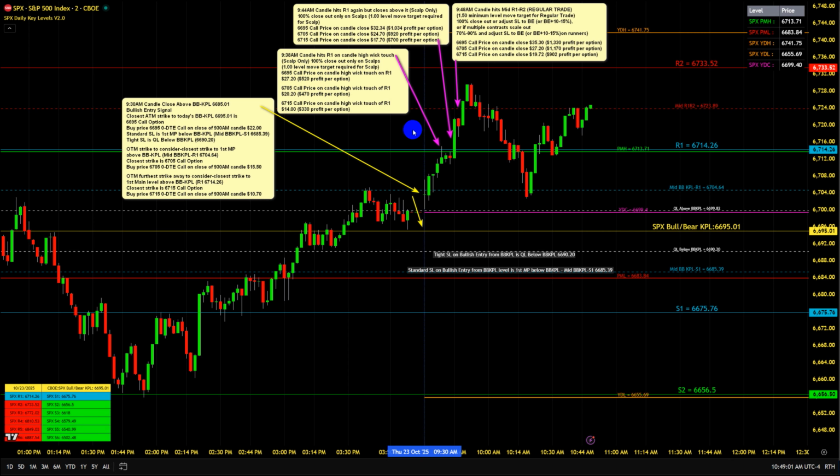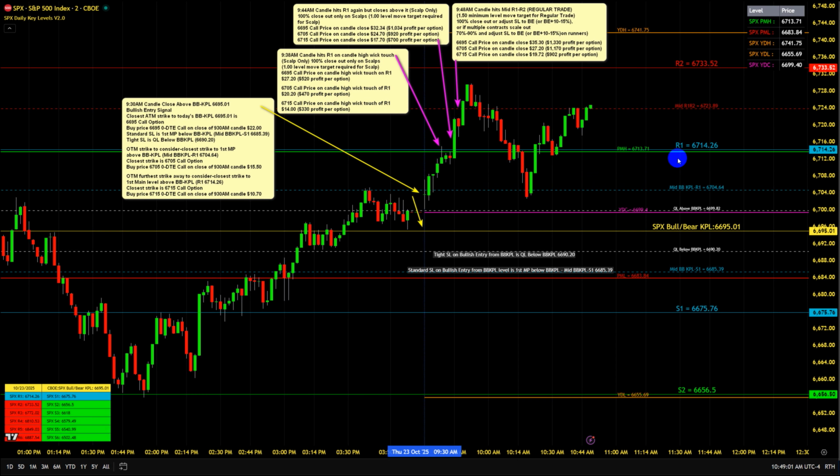So on a scalp, you're looking for only a one level move in your favor before closing out 100% of your contracts. You are not doing any adjustment to your stop loss. When it hits the target, you are simply closing out 100% of your contracts on a scalp target. In this case, on this candle, that was accomplished as far as hitting that one level target on the wick of this candle.